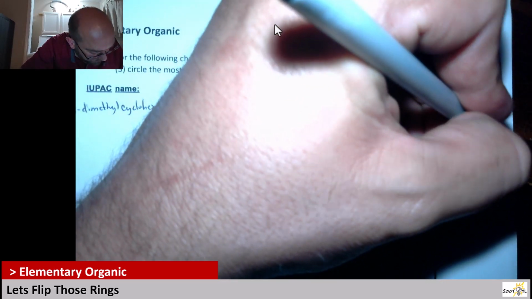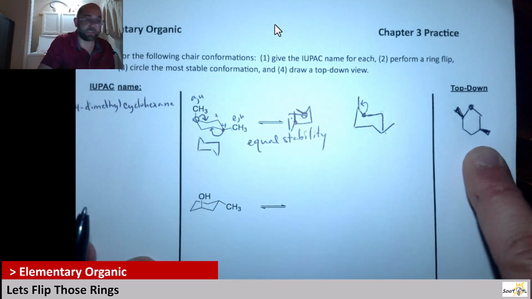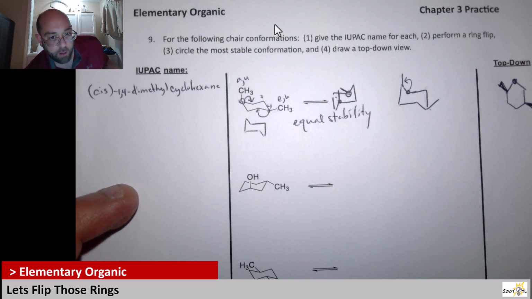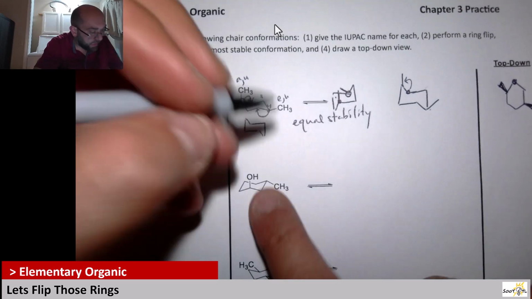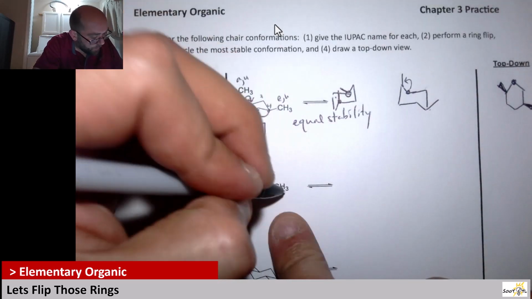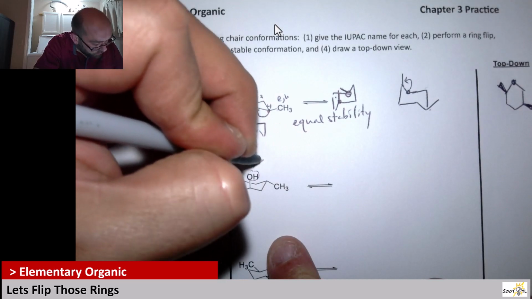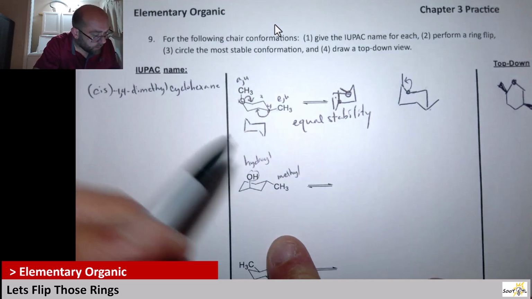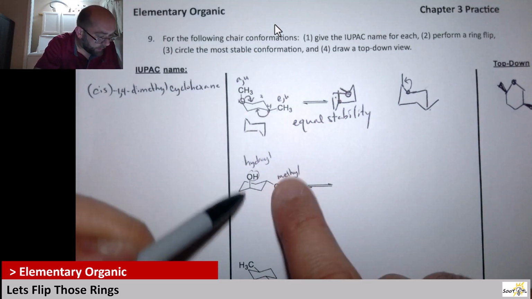Okay, so that would be more consistent with how we would see it. All right, next up we have this hydroxyl group, and then we have a methyl. So this is hydroxyl, and this is methyl. When we go to name it, what gets the higher priority, the H or the M? It's going to be the H.